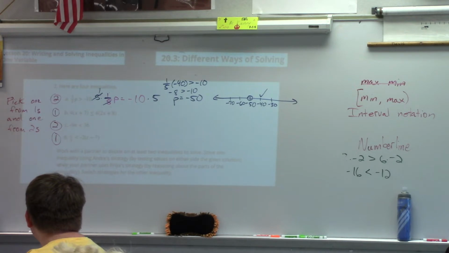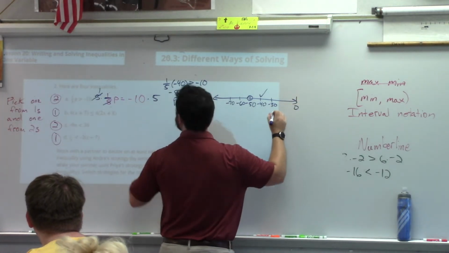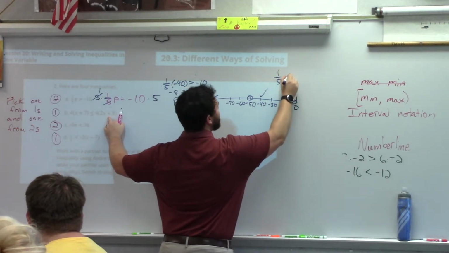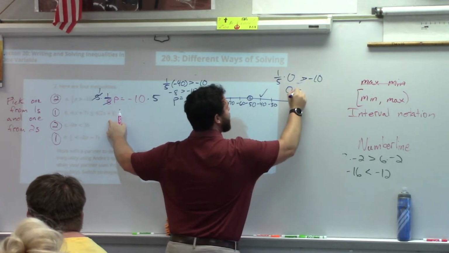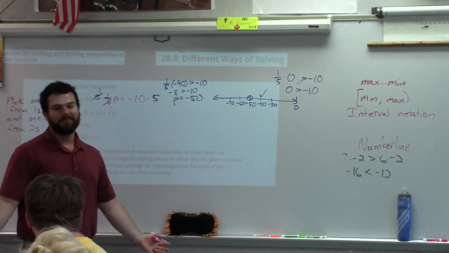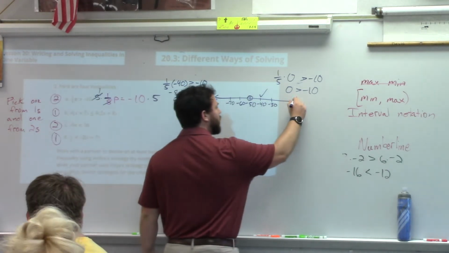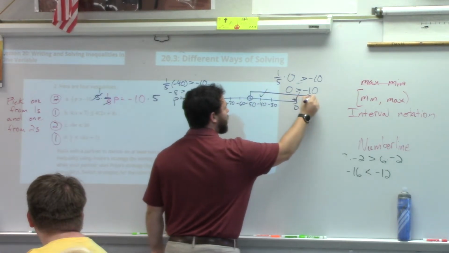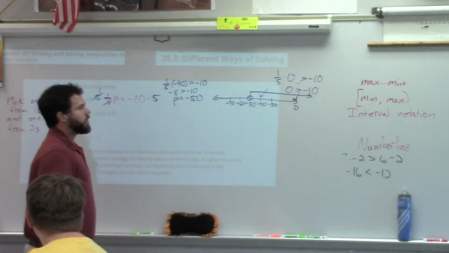Jada, what number did I tell y'all was always a good number to test? 0. Y'all, 0 is like the best number in the world when testing. 1/5 times 0 greater than negative 10. Hey, that's 0. Is 0 greater than negative 10? Yeah. 0 makes your life easy. You can always test 0 because if it makes the inequality true, you know you're going that direction. If it doesn't, you're going the other direction. Those are solutions.